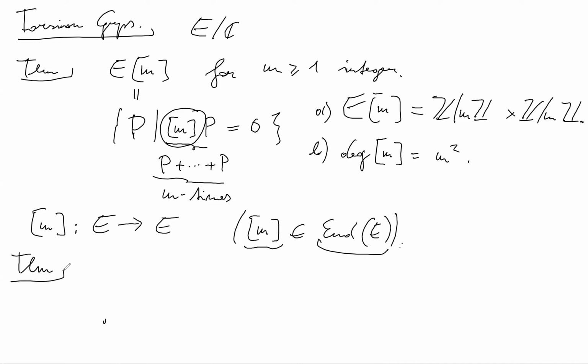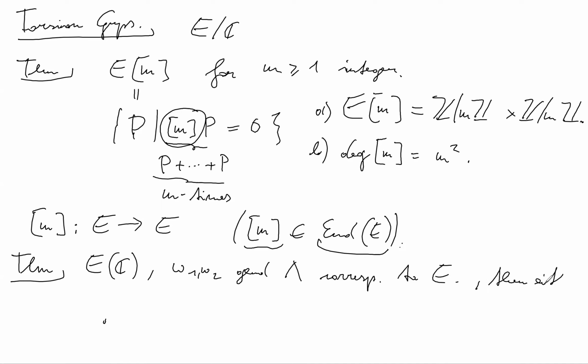Well, it turns out there are two possibilities for elliptic curves over C. So if I take an elliptic curve over C, and I say that omega 1, omega 2 generate lambda corresponding to E, then either the endomorphism ring of E really is Z, in which case it's really just these multiplication by M maps corresponding to every integer in Z, or there's a second possibility.